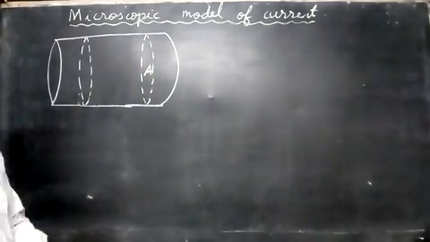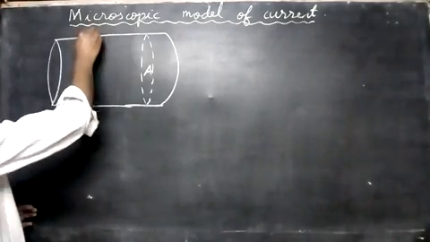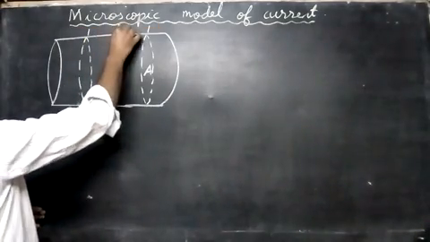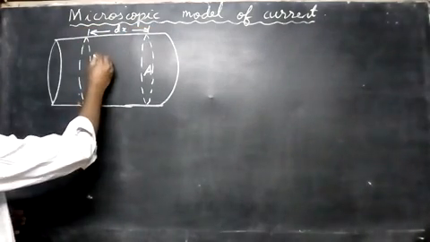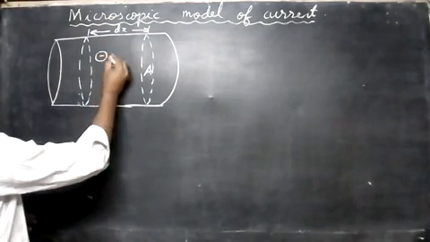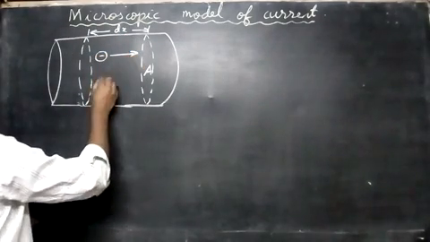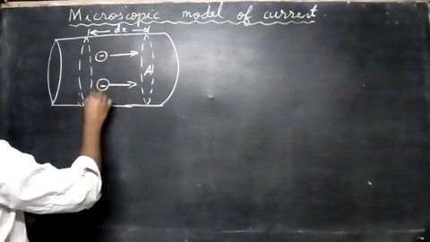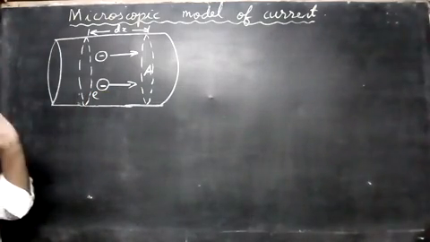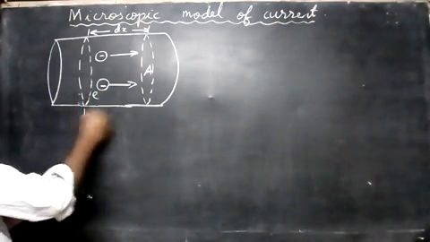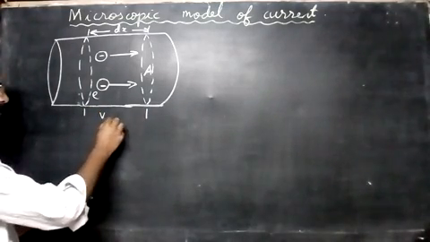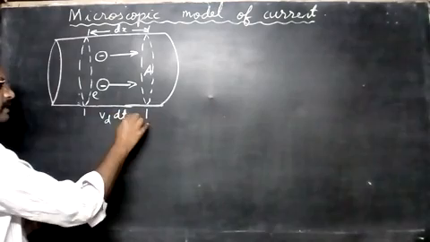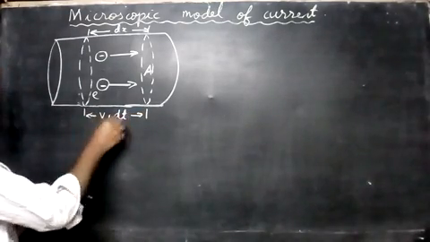Then let's take the distance from here to here. The distance the electron travels is dx. So electrons travel, say, from left to right. Now this distance we can also express using the drift velocity, Vd, into dt. We'll see how it comes later.